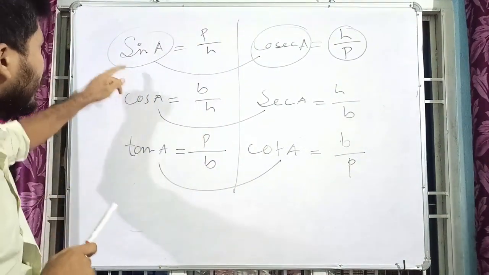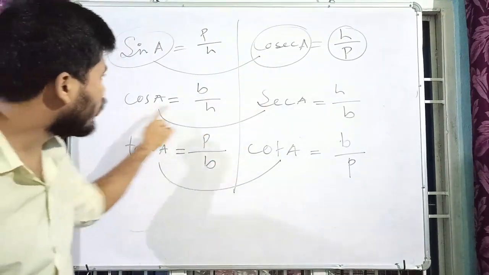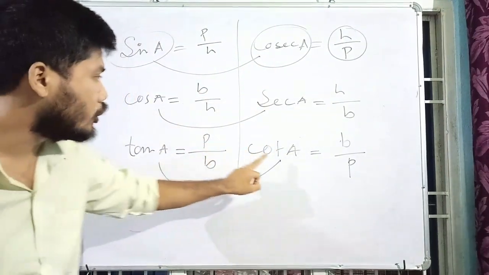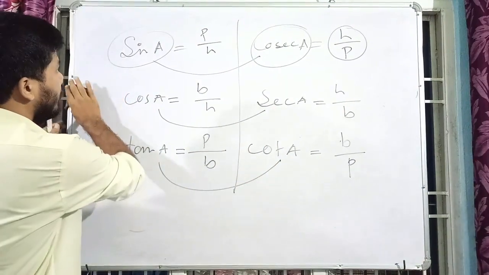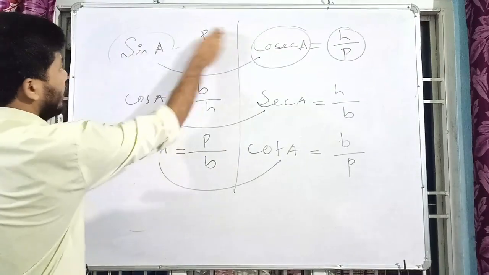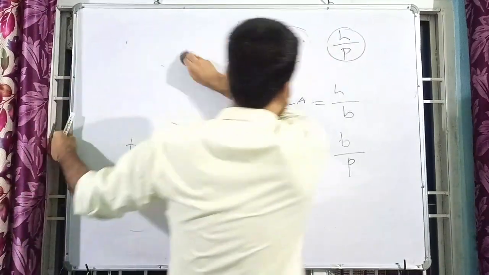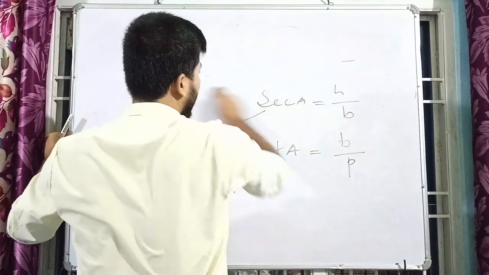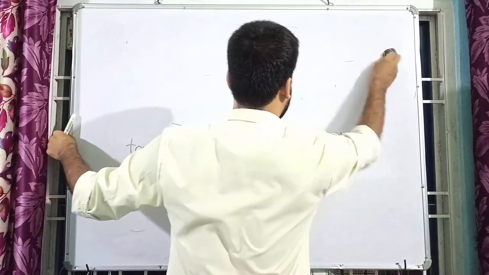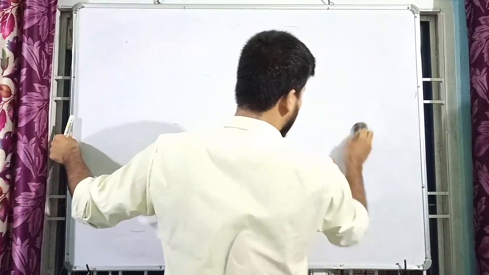Now sin is opposite to cosec, you must remember this. Cos is opposite to sec, tan is opposite to cot. Now how can you remember these things? Okay, so let me clean the board first, then let me write something in the board very interesting, and you have to remember that.